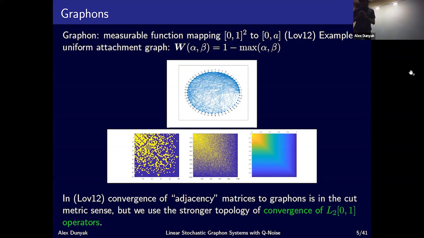So the most general type of convergence for these graphs is in the cut metric sense, but we're going to use the topology of the convergence of these adjacency matrices as L2 operators on the unit square.